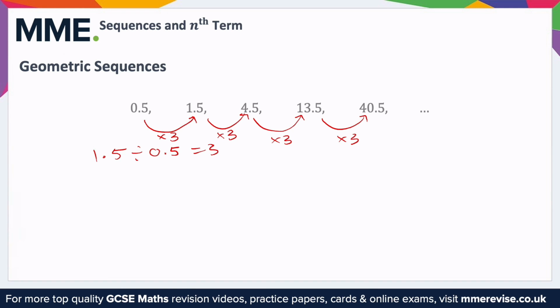So therefore, if we want to find more terms, for example, if we wanted to find the next 2 terms in this case, the next term would be 40.5 times 3, which is 121.5. And then if we wanted to find the next term, we would have to do 121.5 times 3, and that's 364.5. And of course, you could carry on this process forever, finding as many terms as you want.